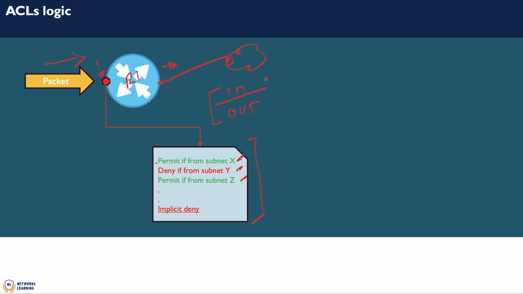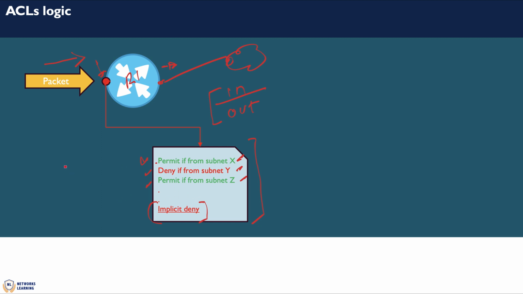And finally, when you're writing your access list statements 1, 2, and 3, and so forth, there could be 100 lines in this access list. There is always an implicit deny. What does this mean? That means if you don't write anything at the end of your list, the access list will drop all traffic. So be careful with this in production.